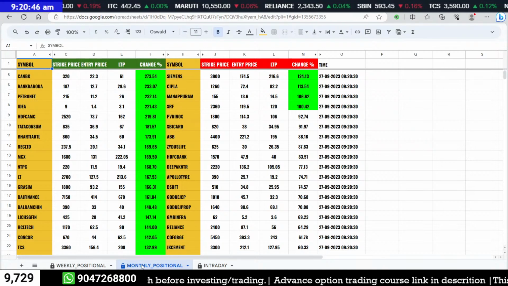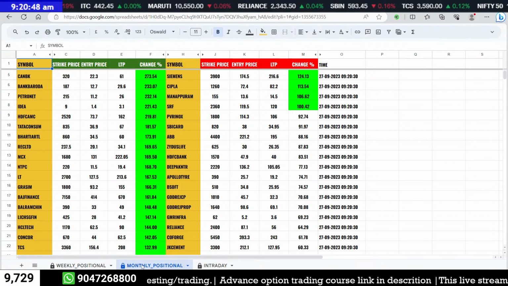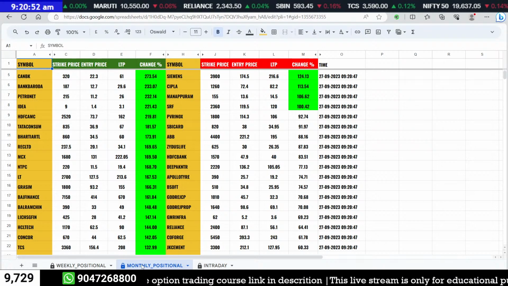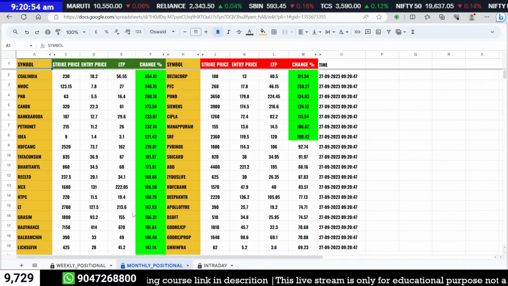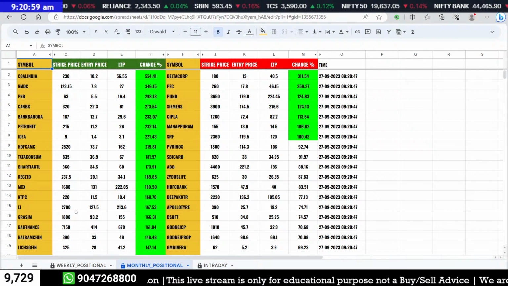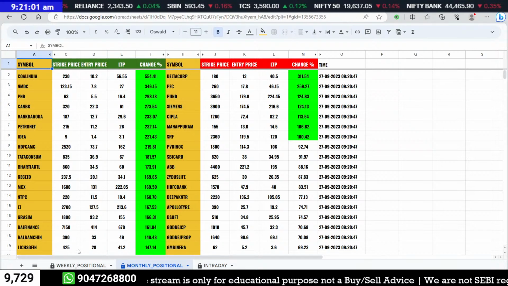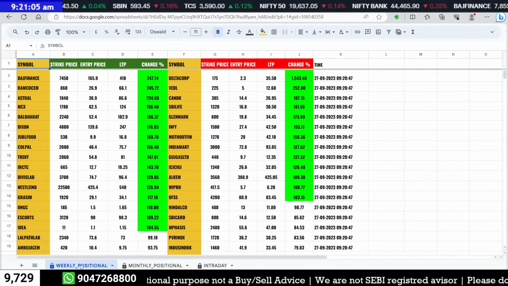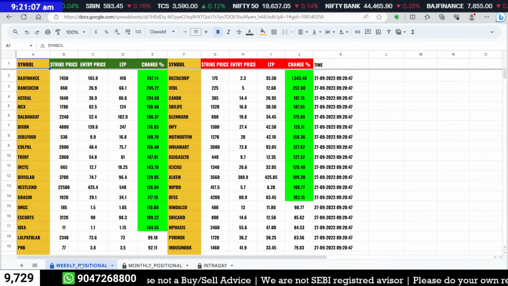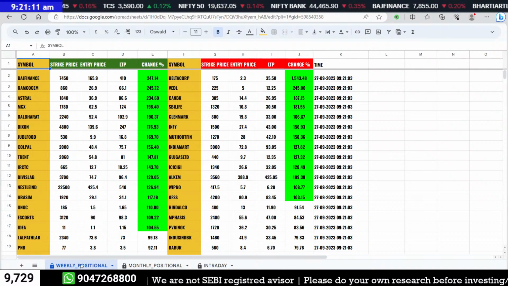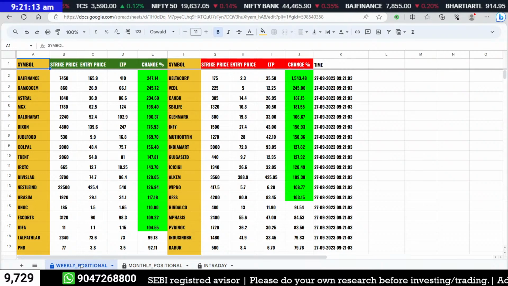Canara Bank is the top one, 320 call option, almost 22 to 61. Bank of Baroda is also a top performer, and Coal India, NMDC. So those are all the performing stocks for this month of September. Okay, for weekly positional, it should be 1 or 2 stocks which you are planning on a weekly basis. That's good enough for our intraday and positional trades.